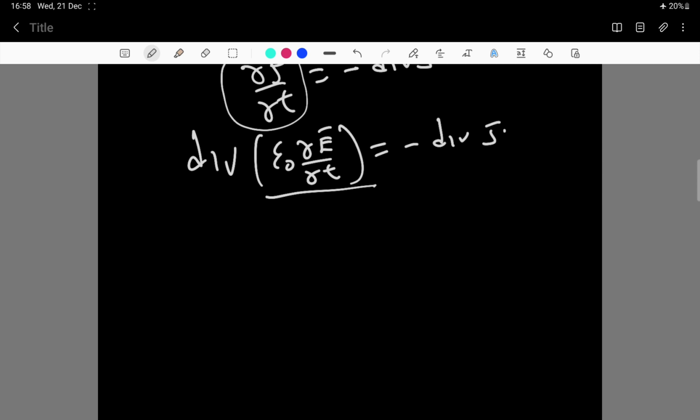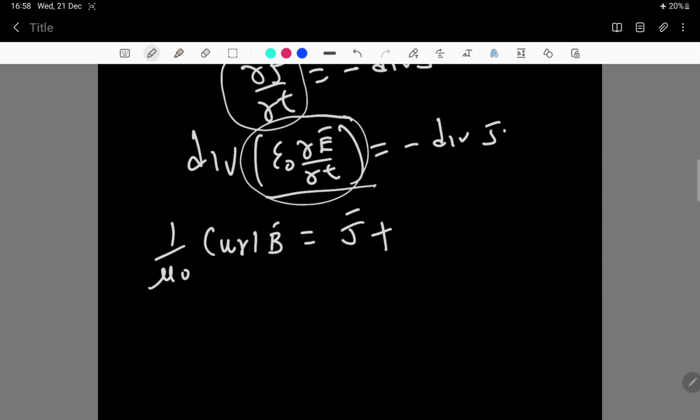Therefore, the required Ampere's law is given by 1 over mu naught curl of B equals J plus this component, epsilon naught partial E partial t.